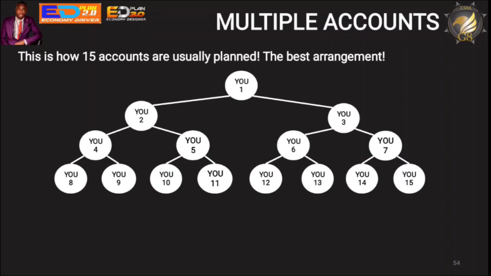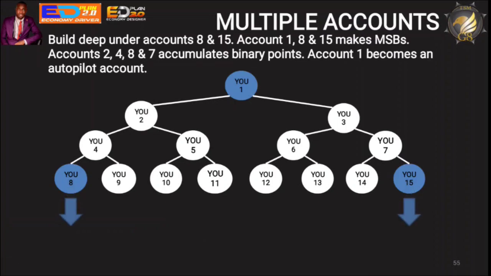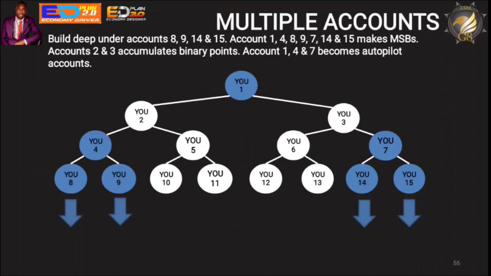You can start from anywhere. You just start from account 8 and 15. It means accounts 8, 15, and 1 are making money. 1 is an autopilot. You build under accounts 9 and 14 and 15 and 8. It means accounts 4, 1, and 7 are autopilots. And then accounts 8, 9, 4, 1, 7, 14, and 15 are making money.